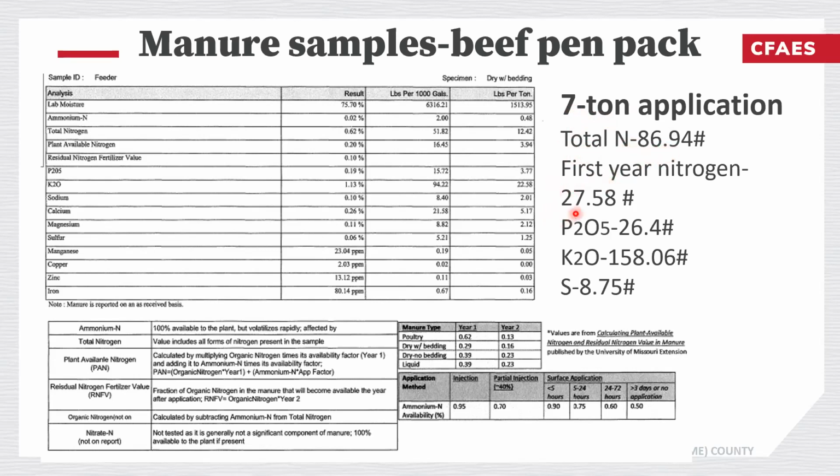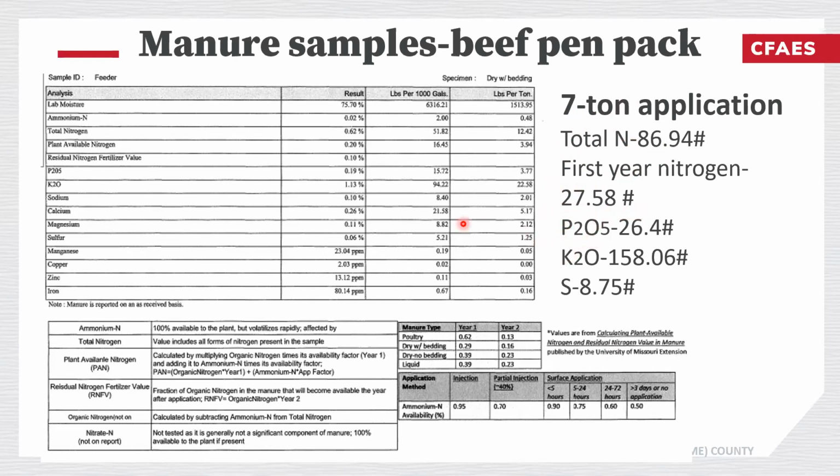But in the first year, because so much of it is in that organic nitrogen form or nitrate nitrogen form, only about 27 pounds of that nitrogen is going to be available for our crop. So as long as we incorporate that manure right after application, we can decrease our commercial fertilizer usage by about 27 pounds of nitrogen.